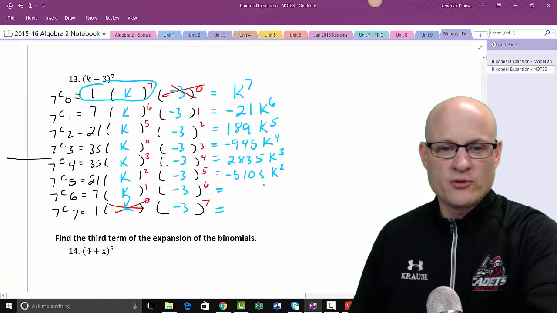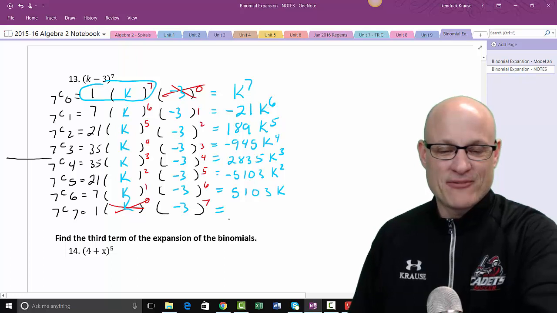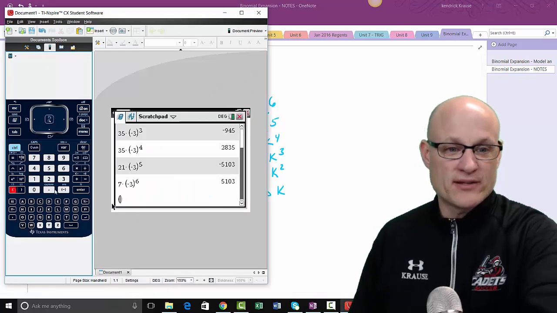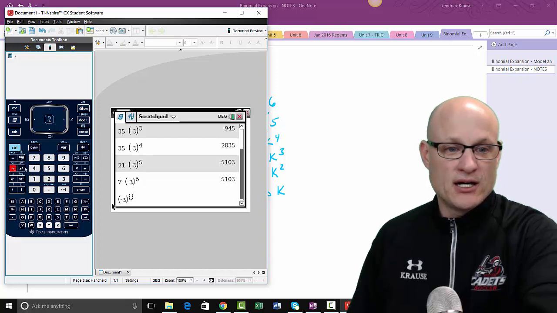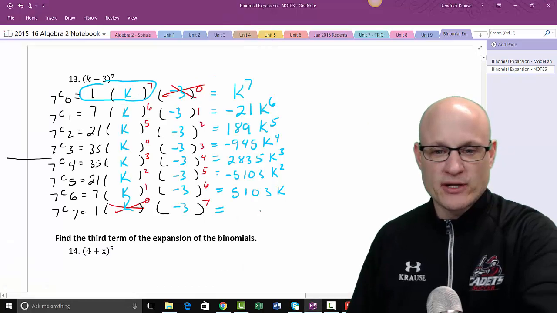Oh, 5103, but this case positive. K. And finally, negative 3 to the seventh. Use parentheses, otherwise you're wrong. Let me show you what happens when you don't use parentheses. Well, in this case, it wouldn't make a difference. Negative 2187. So negative 2187.